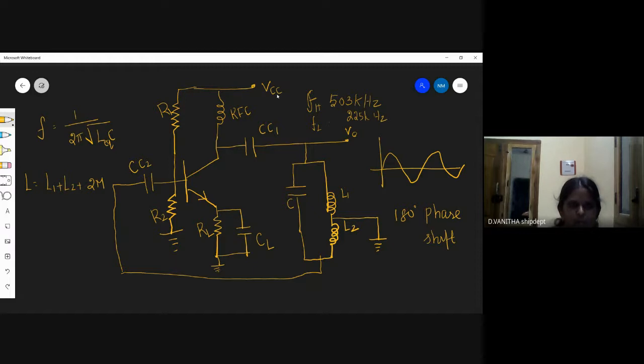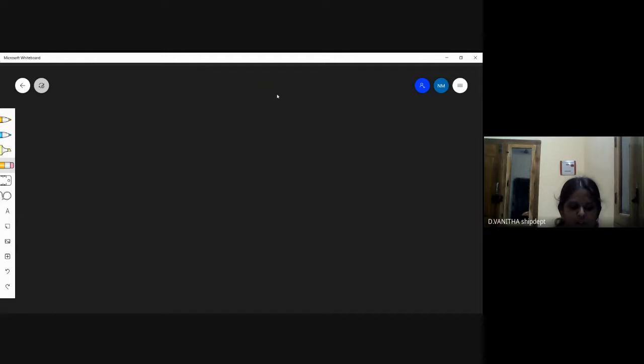By using this, we can find out the bandwidth of the Hartley oscillator. The bandwidth is equal to the high frequency of the oscillator minus the low frequency. So this will be 503 minus 225. So we are getting the value as 228 kilohertz. This will be the bandwidth of the Hartley oscillator.